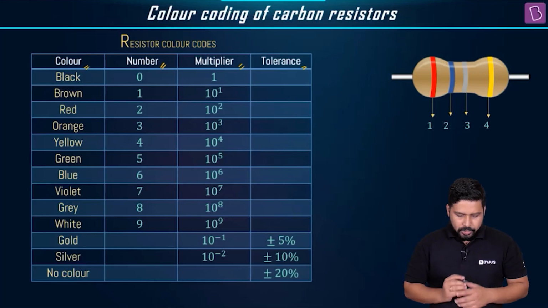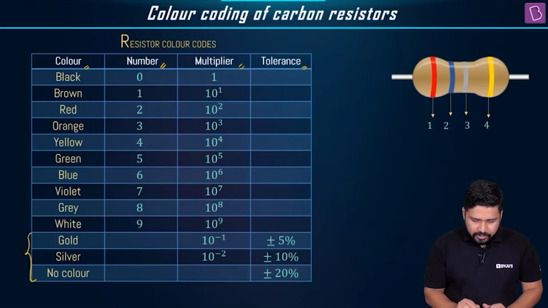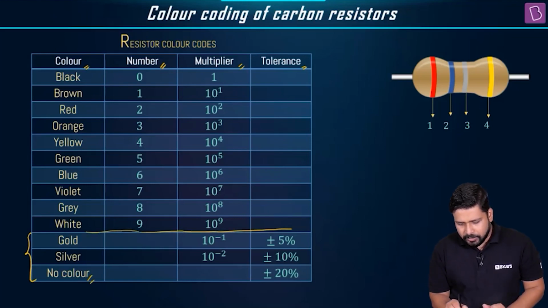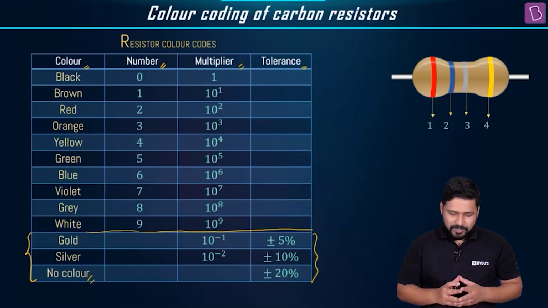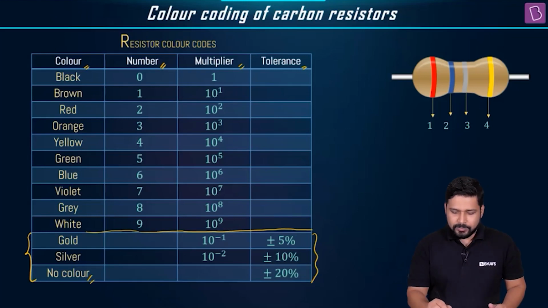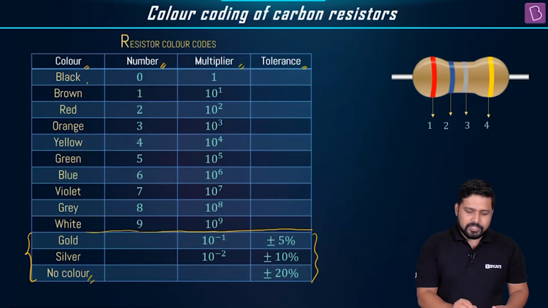Okay. So if I just take out these last three, that is gold, silver, and no color, they come into the picture only in case of multipliers and tolerances. They're not given any number as such, which means it is not possible to have these three things in the first two. No problem. Now let's look at all these numbers. So you have black, which is allocated number 0, brown 1, red 2, orange, and so on, yellow, green, blue, violet, gray, white. And then you have gold, silver, and no color.